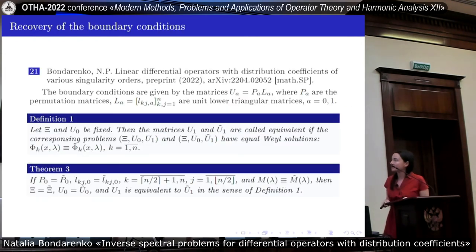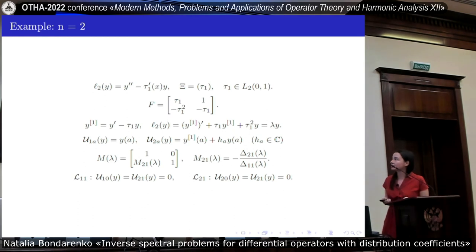In the next paper, in the preprint, the recovery of the boundary conditions was also studied. With the boundary conditions, the situation depends on the structure, because sometimes we have some equivalence classes. Sometimes we can recover all the coefficients. Sometimes we cannot recover any boundary condition coefficients. So it can be different, and this issue is also studied. I think better we will consider such an example for n equals 2.